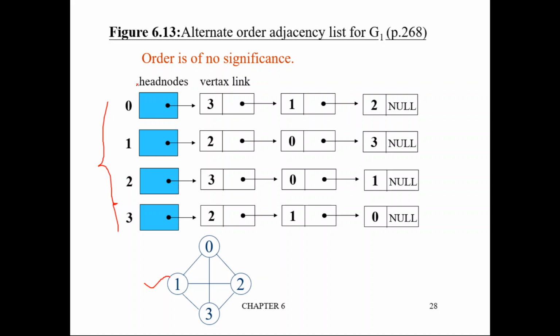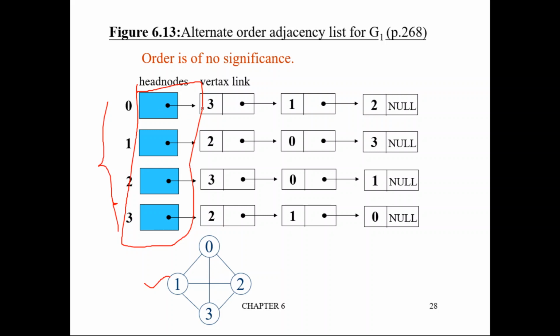Here also you have an array of pointers. This array will be in the proper order: the 0th node, first, second, third. But the lists need not be in any order, because all these edges are equal. It is not that this is the first link and this is the second link. Anything you can take as first.